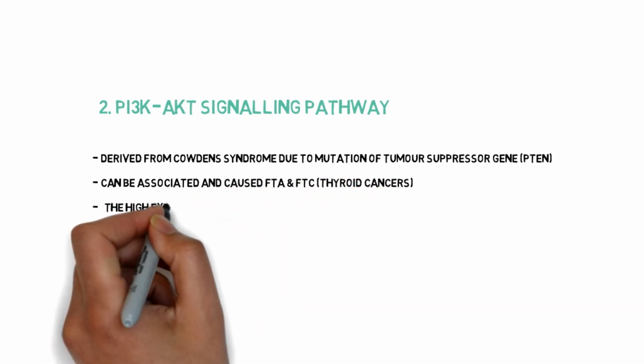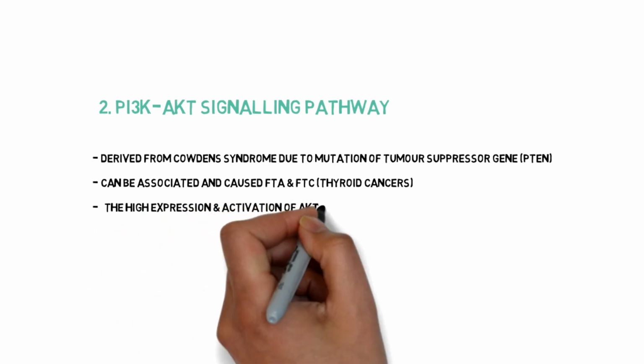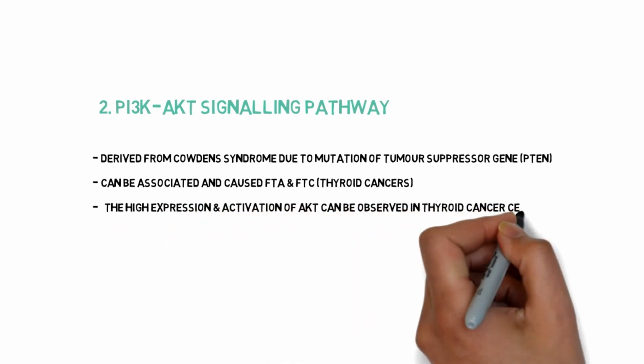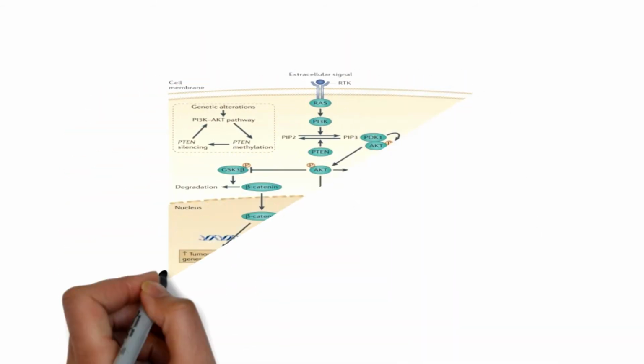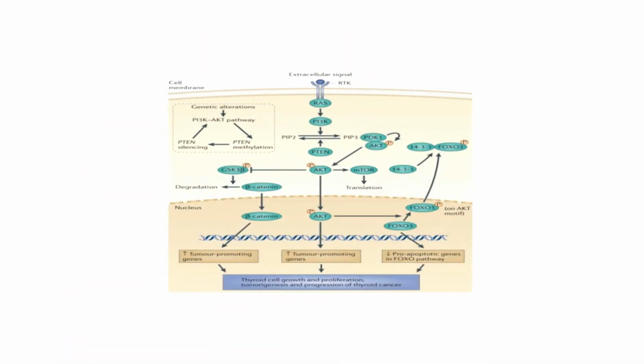The high expression and activation of AKT can be observed in thyroid cancer cells. In PI3K-AKT, the extracellular signals due to the mutation can first activate receptor tyrosine kinases, RTK, in the cell membrane, which then leads to the activation of RAS and subsequent activation of PI3K. Activated PI3K catalyzes the conversion of PIP2 to PIP3. PIP3 activates PDK1, which consequently associates with AKT and leads to phosphorylation and activation of AKT by PDK1.